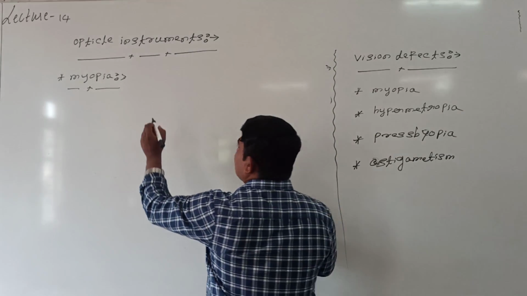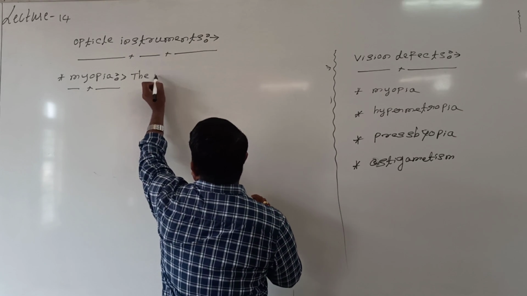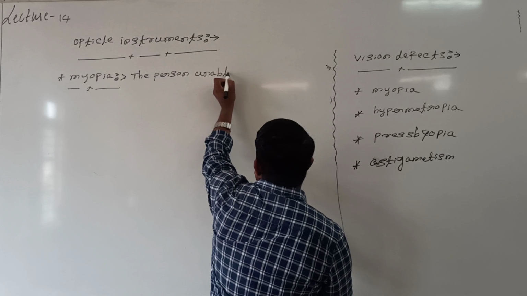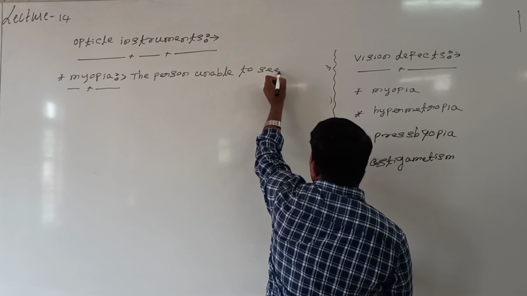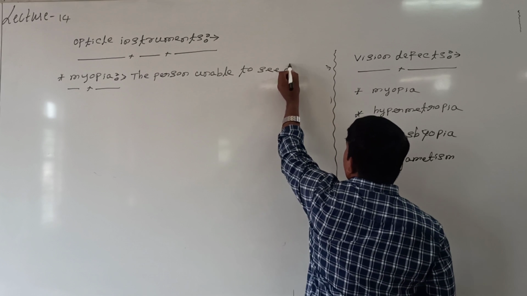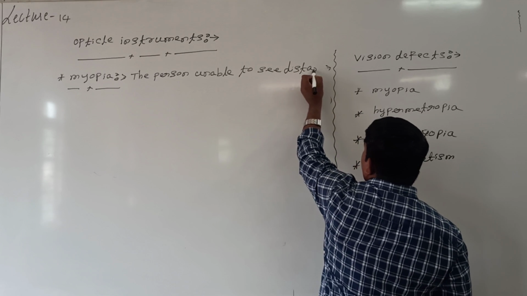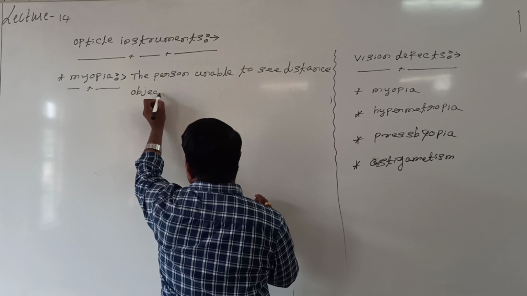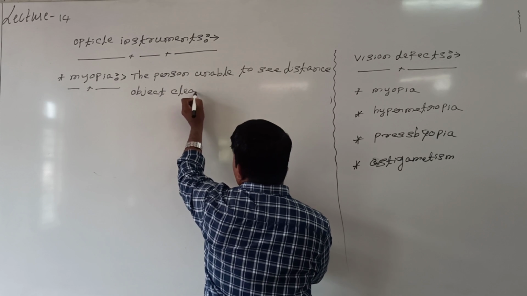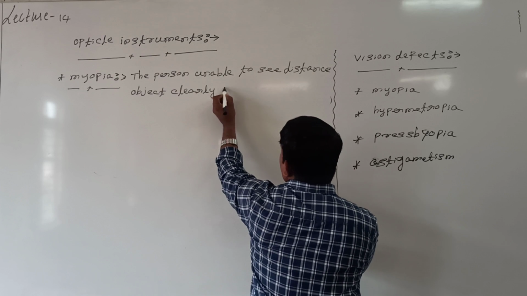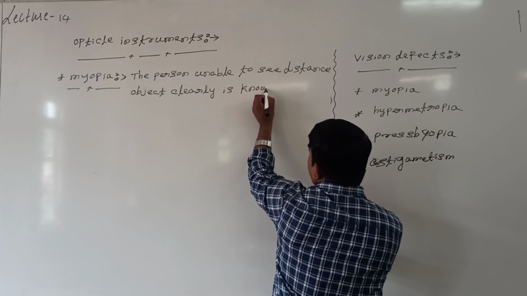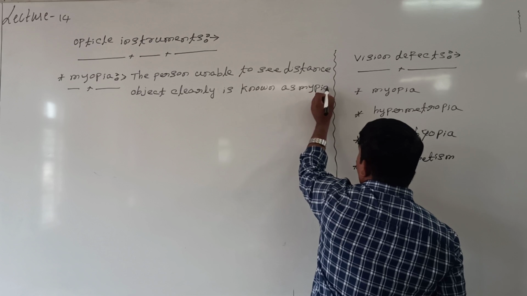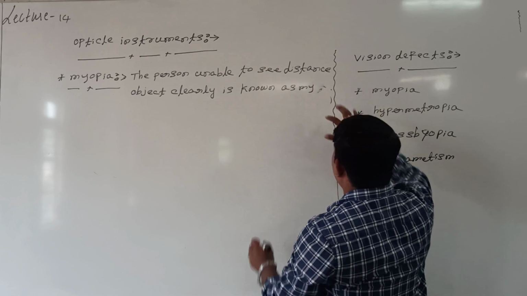The person unable to see distant objects clearly is known as myopia.